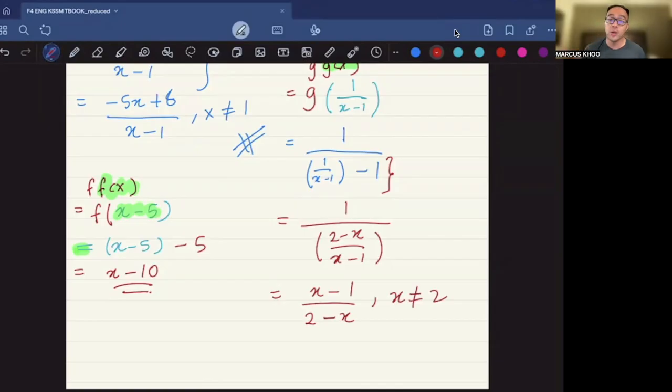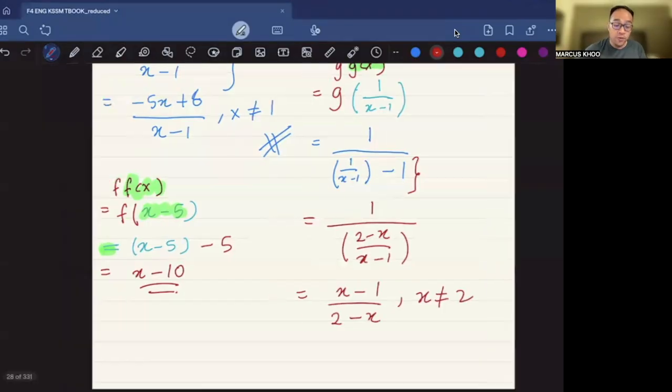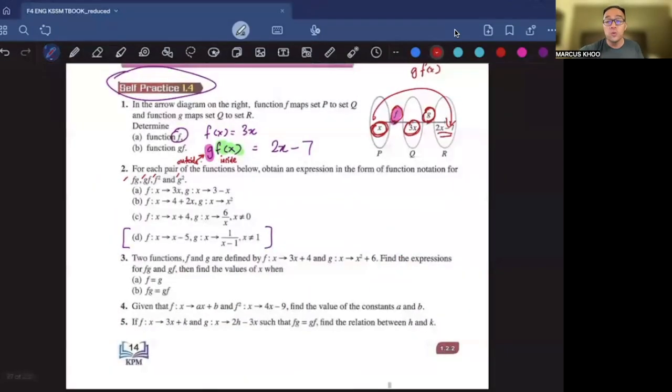Okay, otherwise this equation won't function. Okay, so that's all so far, that's it. Okay, for question 2. Let's move on to question 3. So two functions, f and g, are defined by so and so.